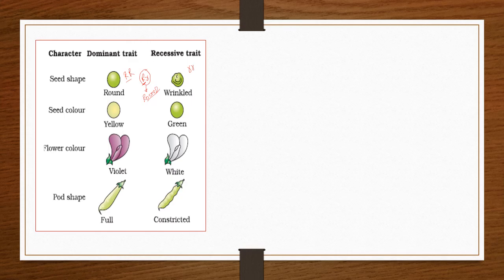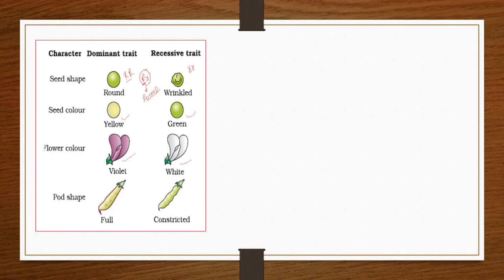Now seed color: the dominant character is yellow and the recessive character is green. Flower color: violet is dominant, white is the recessive. Now pod shape. We can observe that the seeds are present inside the pod. The center is considered the pod, and inside this pod the seeds are present.